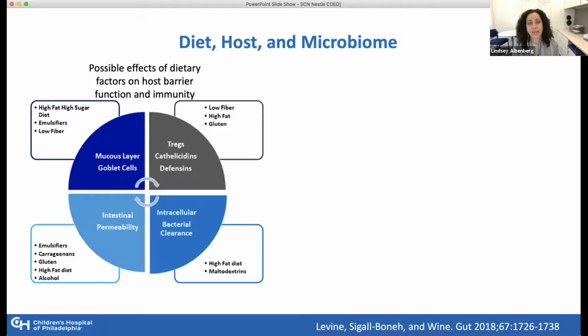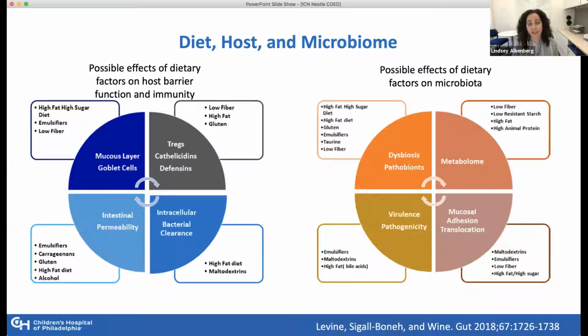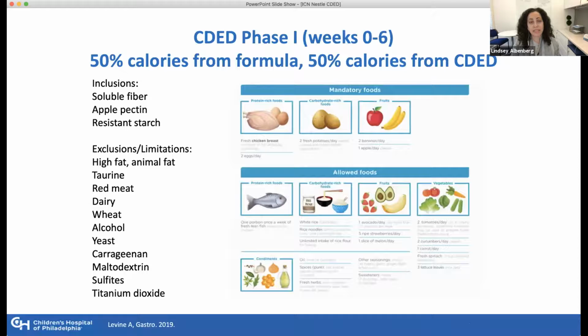And so essentially what they did was an extensive review of the literature, really focusing on 2 areas. So one was studies of potential effects of dietary factors on host barrier function and immunity in animal models or humans. For example, the potentially detrimental effects of high-fat diets, dietary emulsifiers, and gluten, as well as studies of potential effects of dietary factors on the microbiota, for example, the beneficial effects of dietary fiber. And so they designed the CDED, which is a multi-phase diet, and most of our current data comes from its induction of remission data from the first 2 phases.